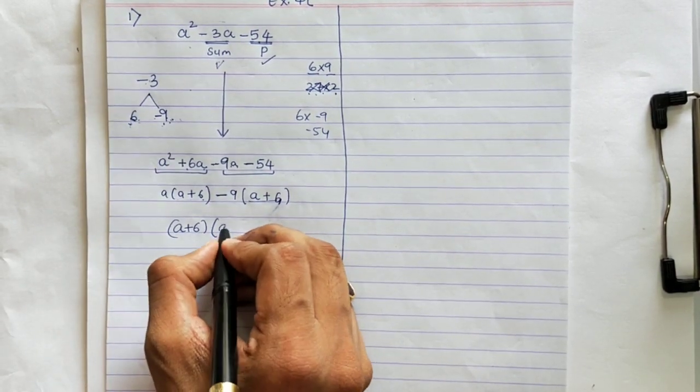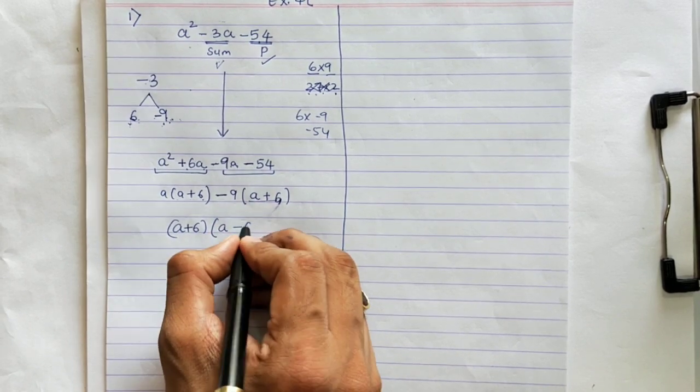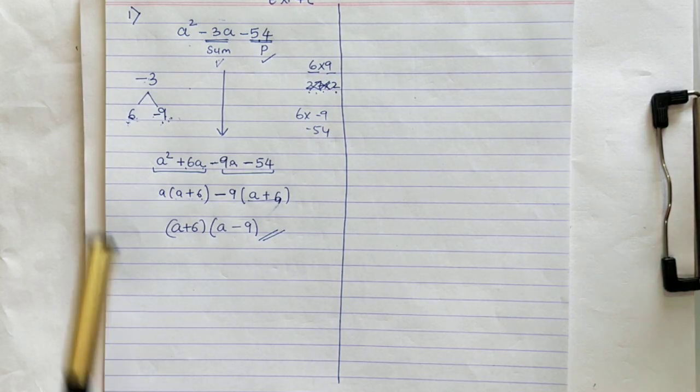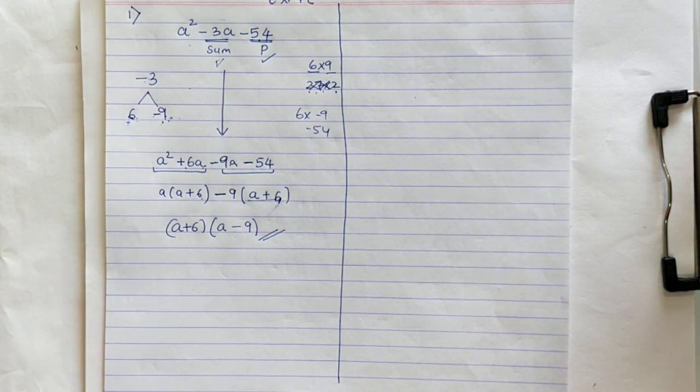What is remaining in the bracket? A minus what remains here? 9. This is my answer. Copy it properly. Draw this also alongside so that you remember which numbers you took.